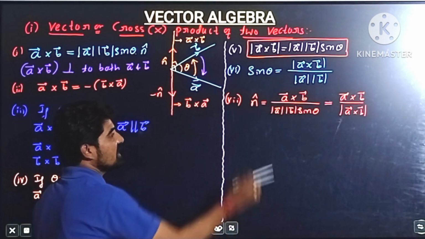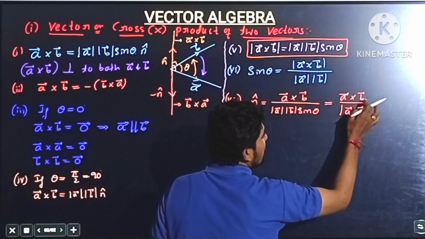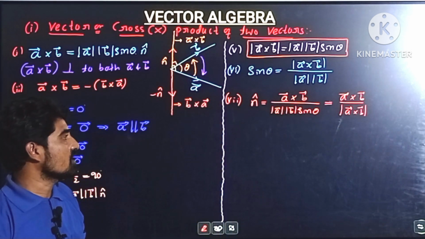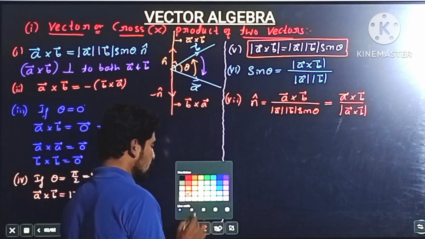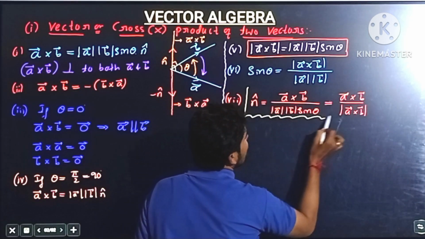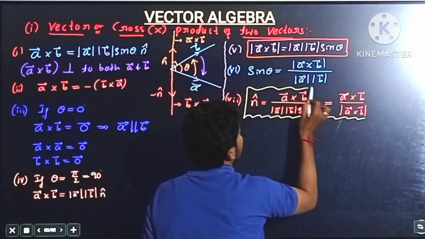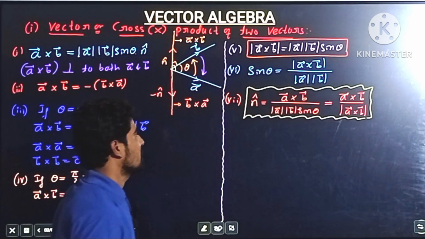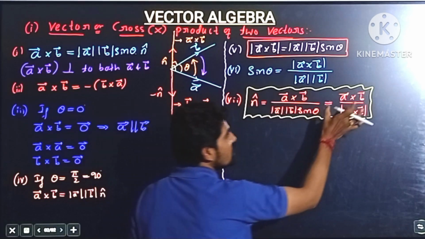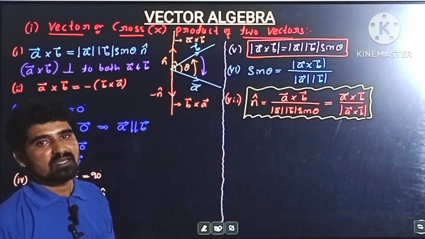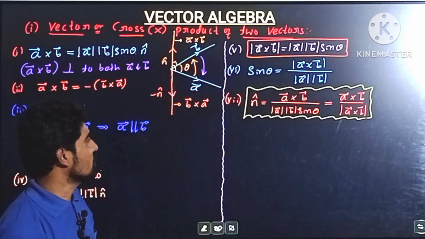The formula for n cap is a vector cross b vector divided by the magnitude of a vector cross b vector. So this is the most important formula. From this formula you are going to get 3-mark questions in your annual examination. That is, n cap is equal to a vector cross b vector divided by magnitude of a vector cross b vector. I hope all of you understood.